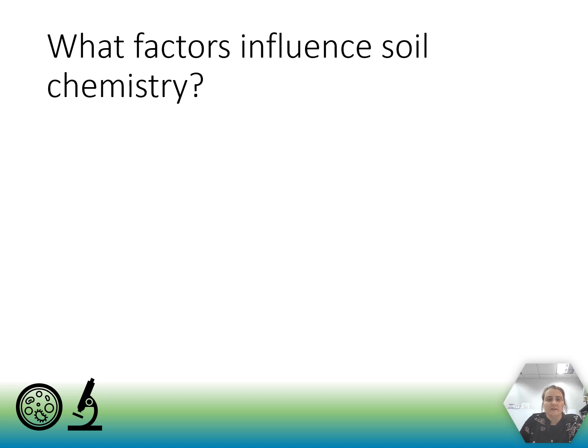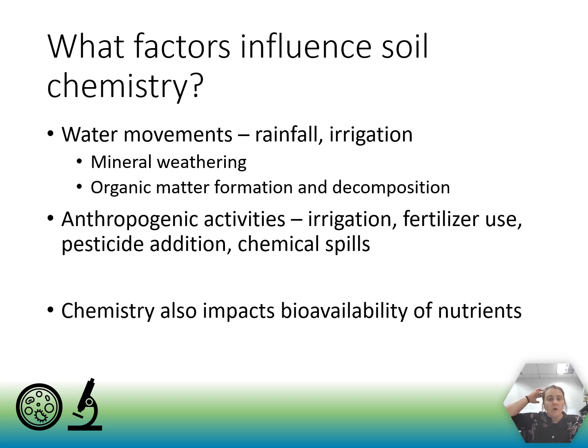So a couple of factors are going to influence soil chemistry. Water movements are going to be huge. So rainfall events, irrigation is particularly important in Nebraska. These are important because they contribute to mineral weathering. So remember that changes what's in the soil. And we're also going to see organic matter formation and decomposition as a result of having enough moisture. So that's going to change mineral and organic components. We can also have anthropogenic activities, so irrigation, fertilizer use, pesticide addition, chemical spills, all of that's going to affect chemistry.